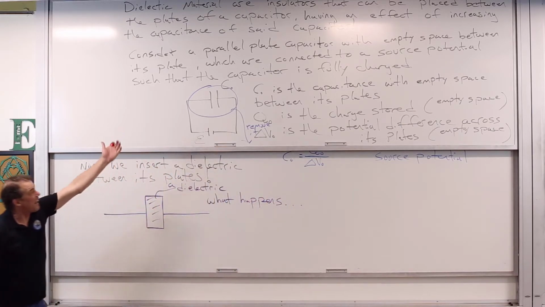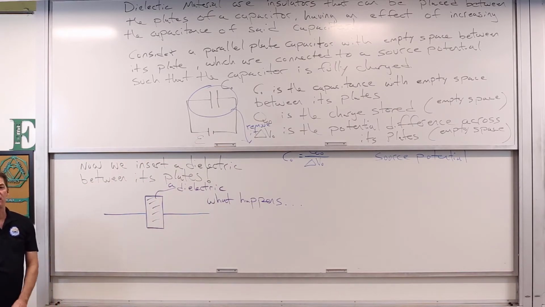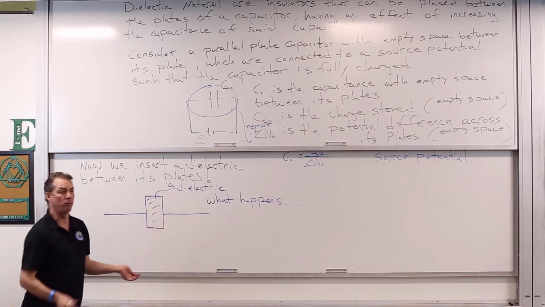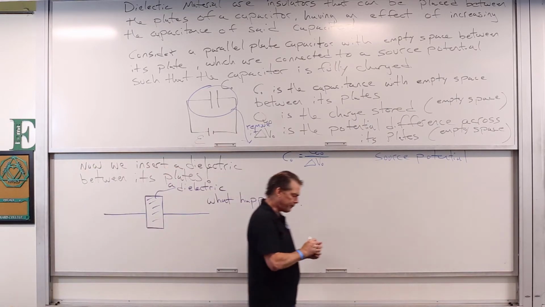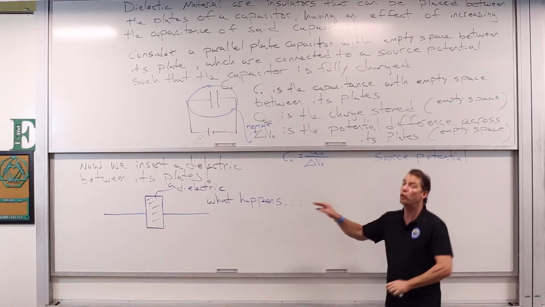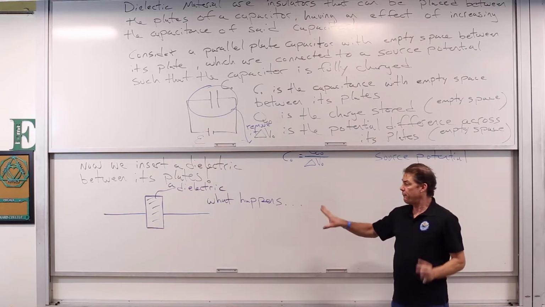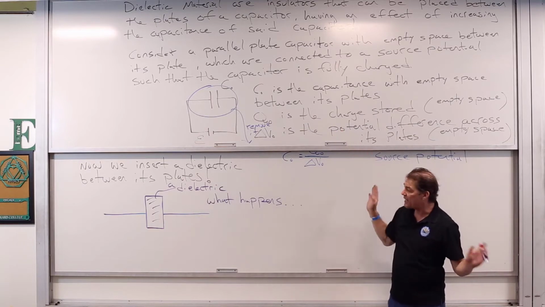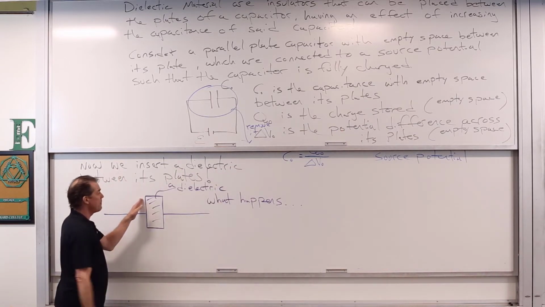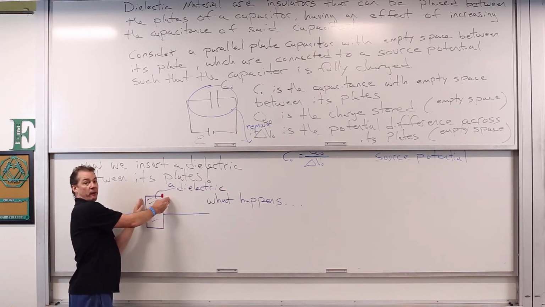Well, we said that a dielectric is going to increase the capacitance of the system. So let's think about what doesn't happen first, so we can get an idea of what has to happen. All right, so what doesn't happen? Well, this capacitor is fully charged right now, right? Fully charged, it's not connected to anything else. Whatever charge is on this plate is the same charge on this plate, just opposite, right?